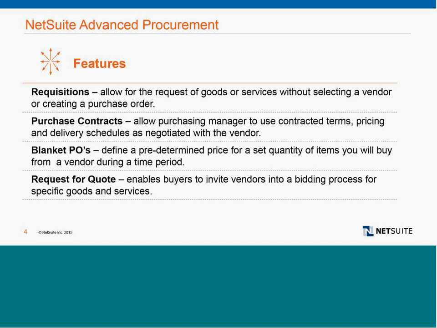The next is the purchase contract, also known as a vendor contract. This allows you to manage the contracted terms, pricing, or delivery schedules with the vendor. This record allows you to enter all that in, you can review it whenever you need, and you can also apply that contract to a purchase order so that you can take advantage of any discounted pricing.